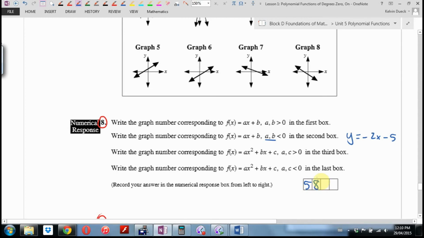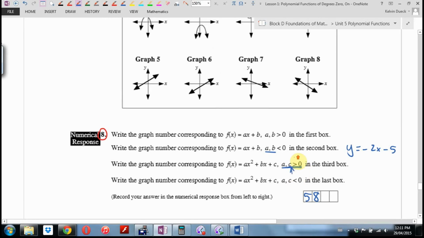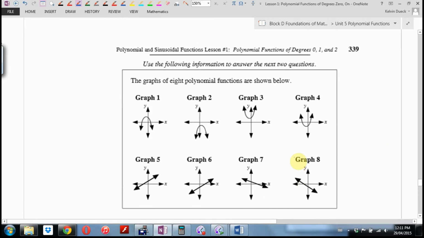Okay. Then here we have A and C. Look up. A and C are positive, so it's going to open up, and it's going to have a positive y-intercept. Which one opens up and has the positive y-intercept? That one. Yes?